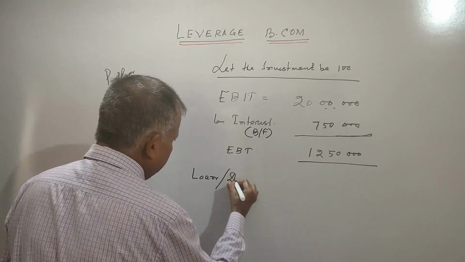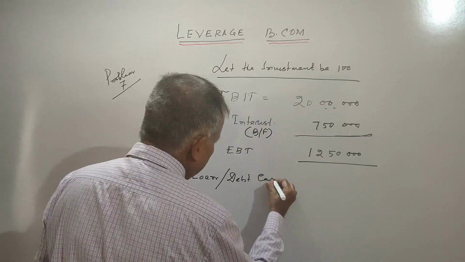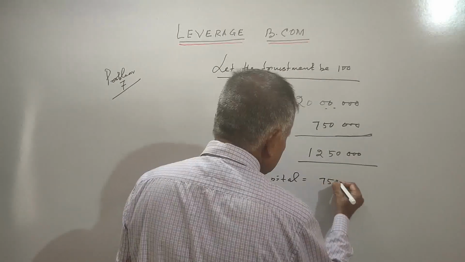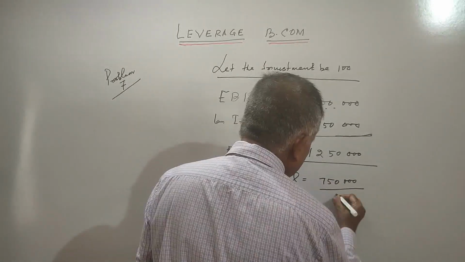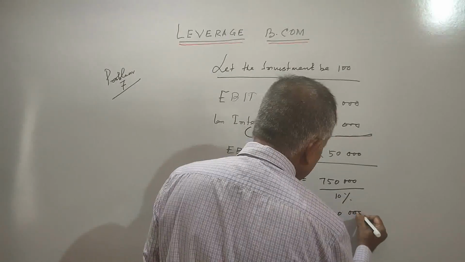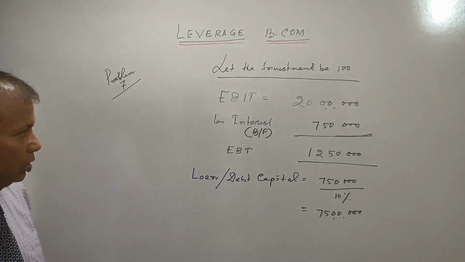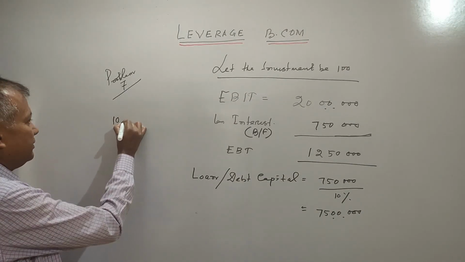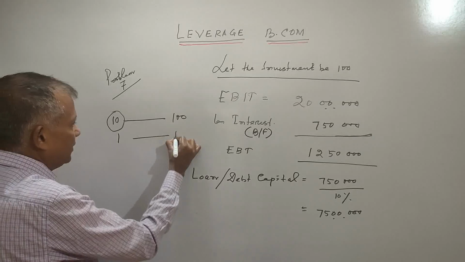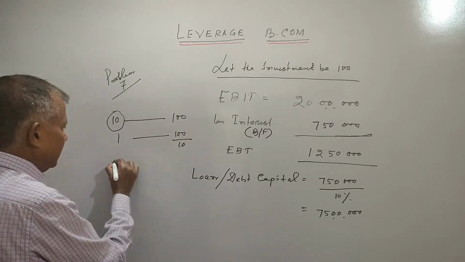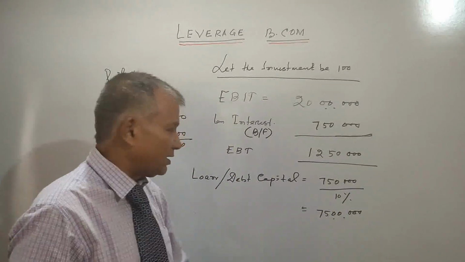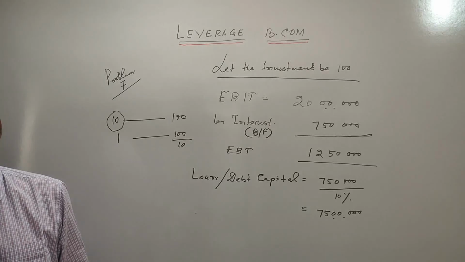so loan, or you can say debt capital is equal to 7,50,000 by 10%, 75 lakh. If 100 rupees is the loan, 10 rupee is the interest, it is your unitary method. 10 rupees interest, 100 rupees loan, 1 rupee interest, 100 by 10, and 7,50,000. So 75 lakh is your debt or loan, right?